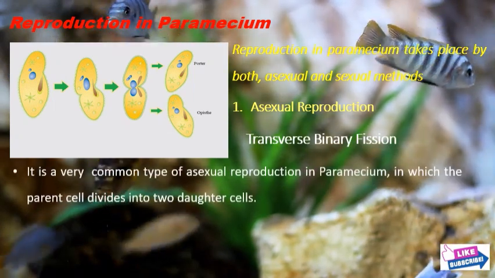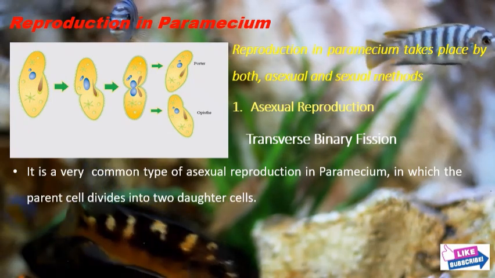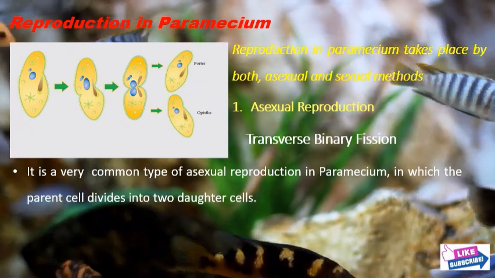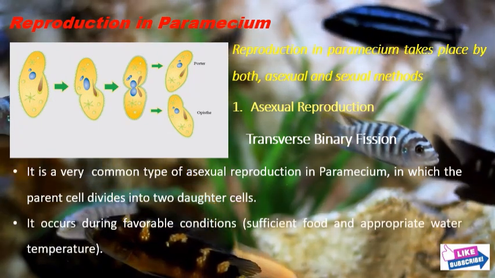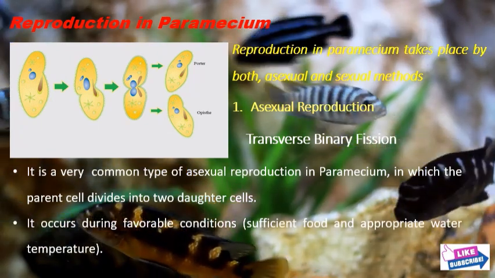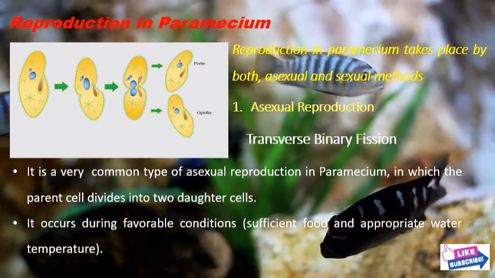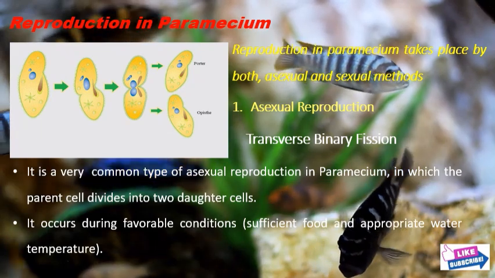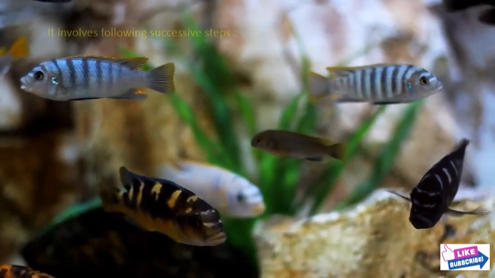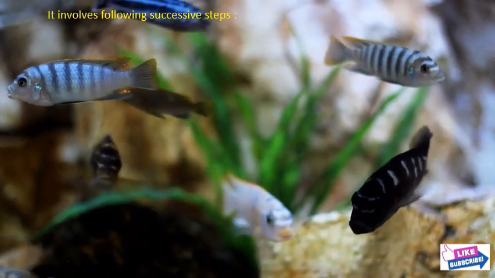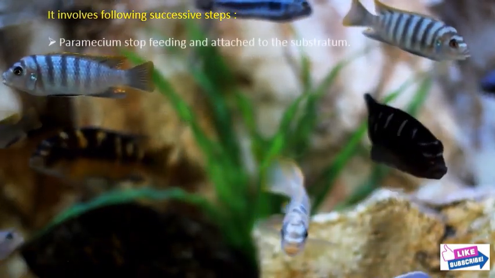It is a very common type of asexual reproduction in Paramecium, in which the parent cell divides into two daughter cells. It occurs during favorable conditions, when there is sufficient food and appropriate water temperature. Asexual reproduction involves the following successive steps.